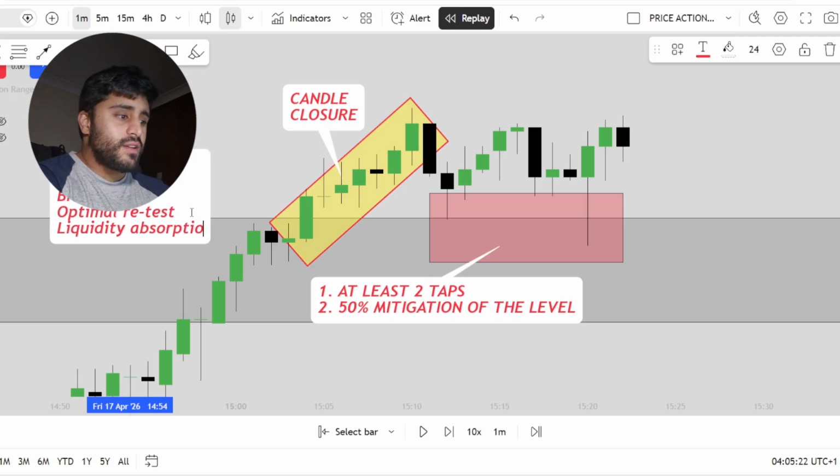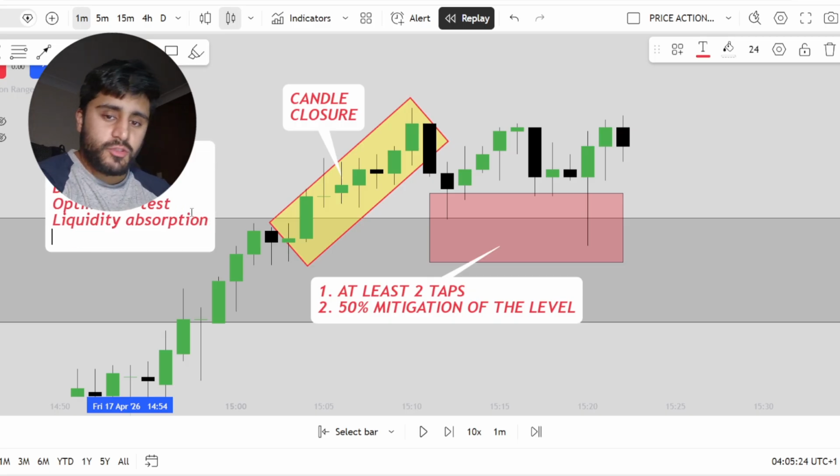So I know the word liquidity is used a lot in the space, right? So many traders will refer to liquidity: previous day highs, previous day lows, previous week highs, previous week lows, monthly highs, monthly lows, session highs, session lows. The truth is you cannot read liquidity just by looking at candles. You think you can, but you can't.